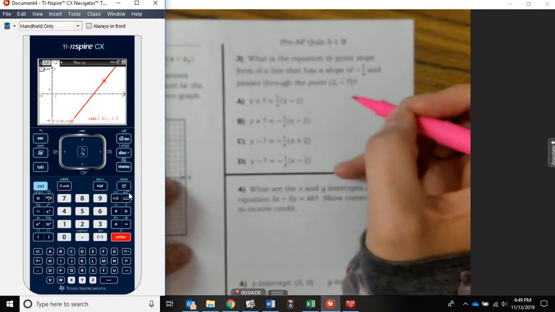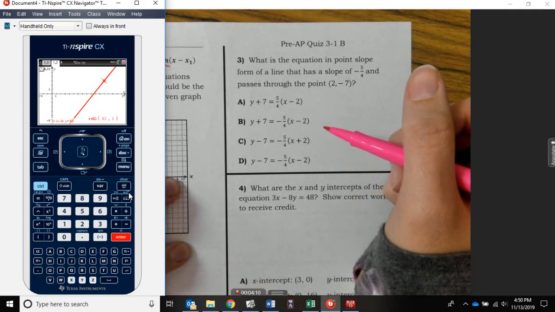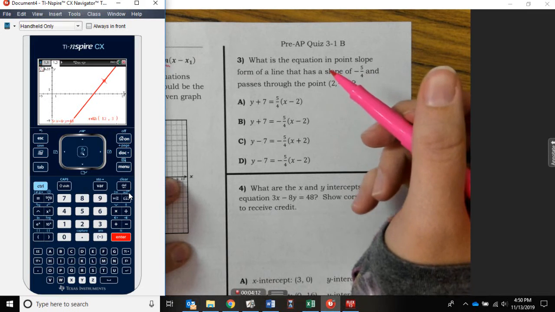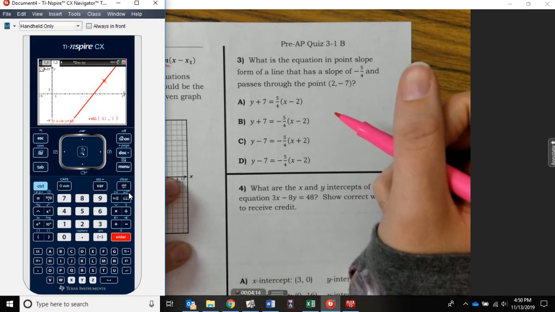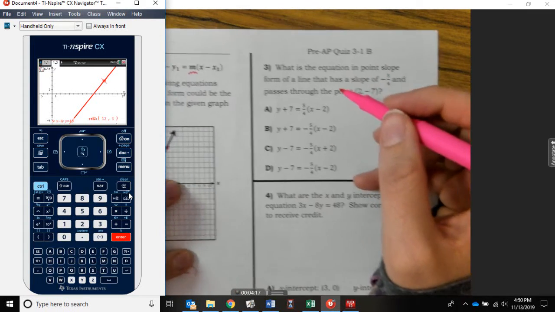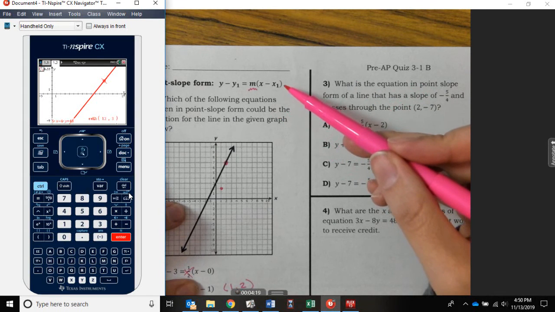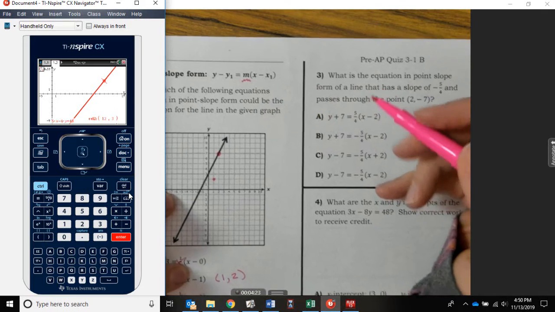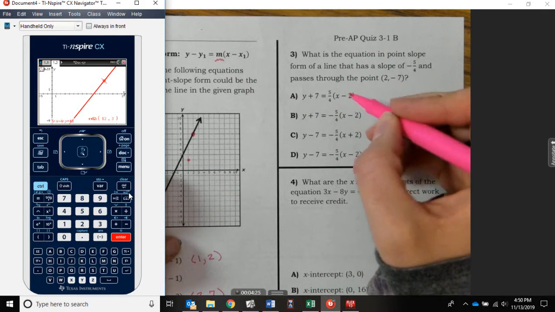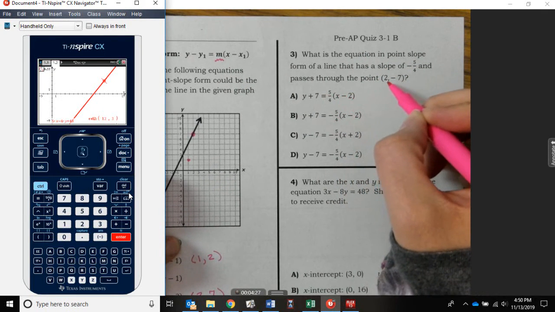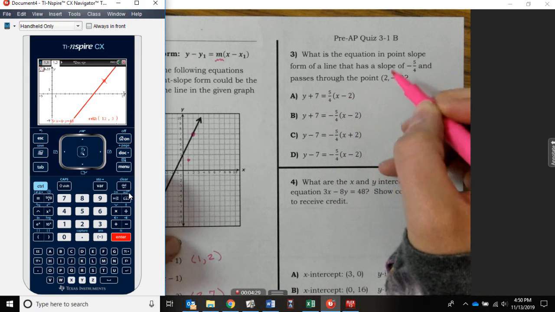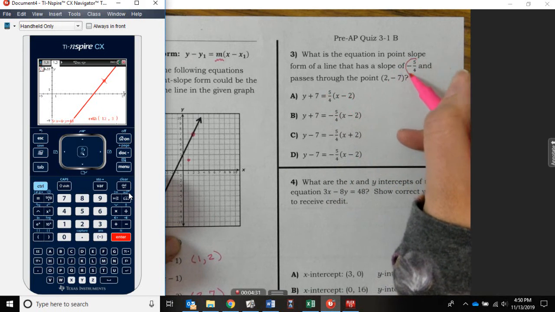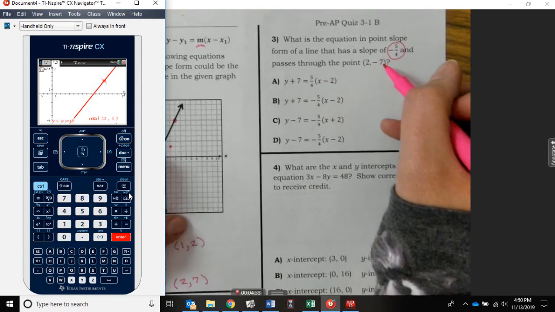Number 3. Number 3 was the one on the quiz that I actually omitted from your grade because most people did not get it right. And you really need to use point-slope form, which will always be given to you on the STAR test, so you just have to know how to use it. But you can also type these into the calculator and see which one goes through this point. You need to know where the slope is, though, and the slope is always in front of the parentheses.